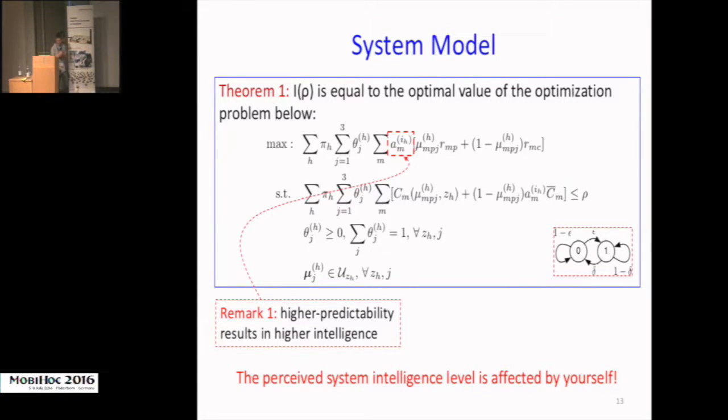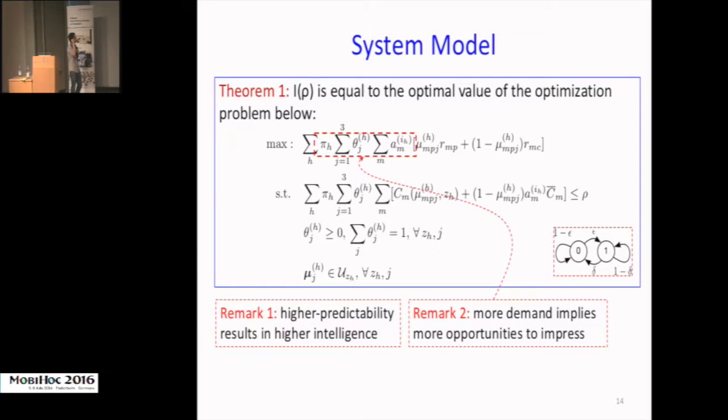All right. Now, the second thing we can get out of this is that if I look at all these quantities together, this essentially means the long-term fraction of time that the demand is going to be in 1, roughly. It essentially means that if somehow the user has larger demand, then the system has more chance to impress the user. So that will also increase the perceived level of smartness.